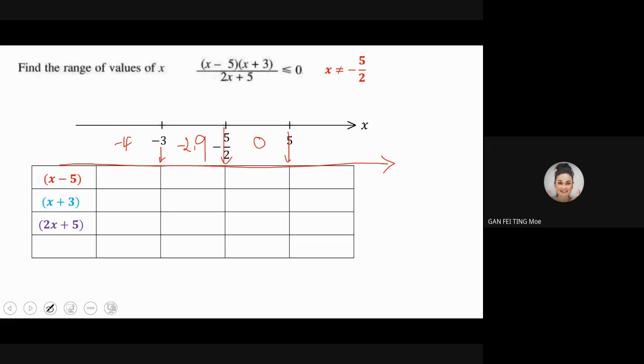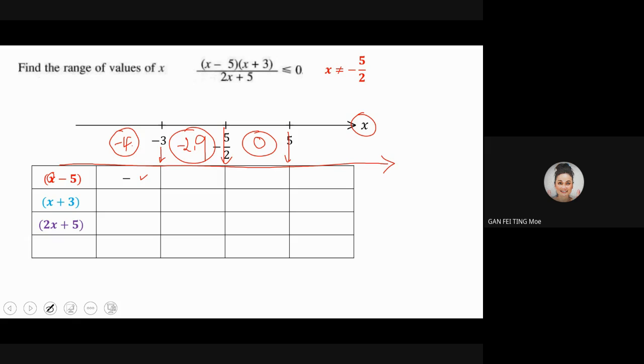So now what am I going to do? I'm going to fill up the boxes with numbers, but I'm not interested in the number. I'm more interested in the symbol. So I'm going to take the values that I chose just now as the value of x. For x minus 5, to fill up this first box, I take -4 minus 5. Replace the x with -4. So -4 minus 5, I get -9. As I told you, I'm not interested in the value, I'm more interested in the symbol. So it is a negative sign.